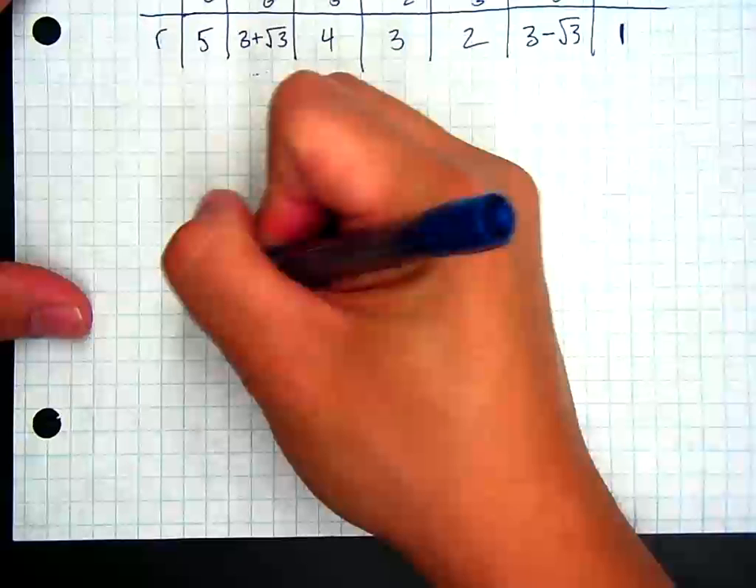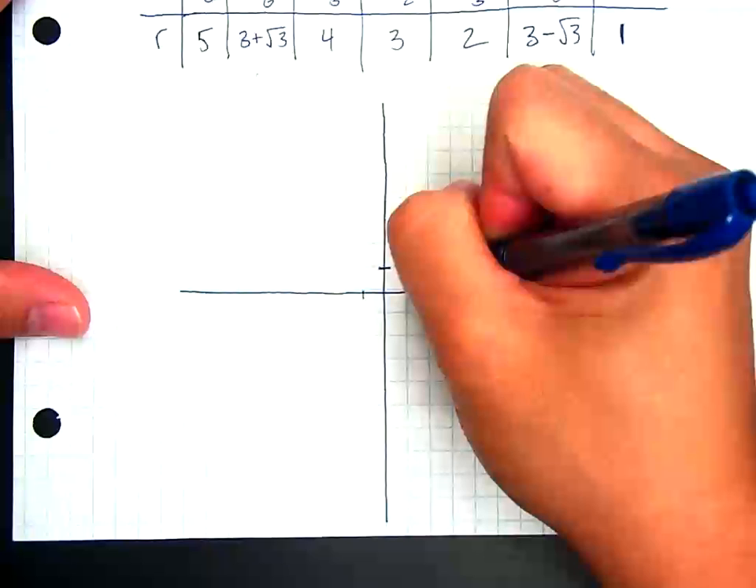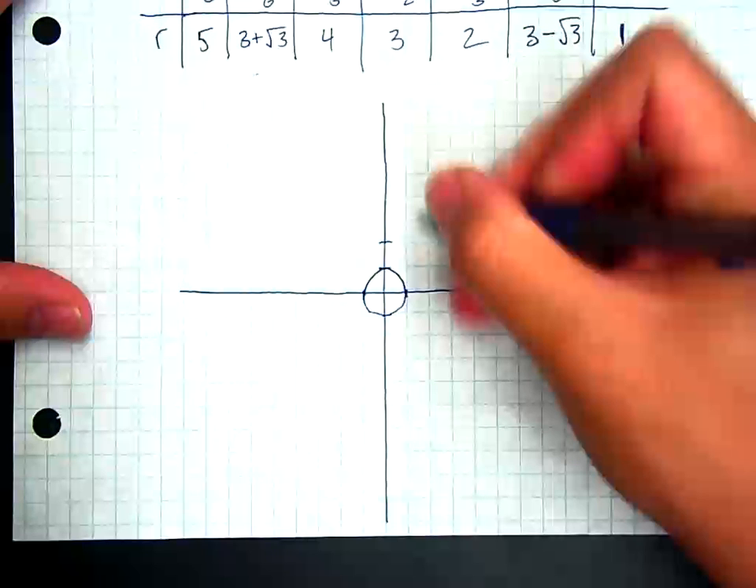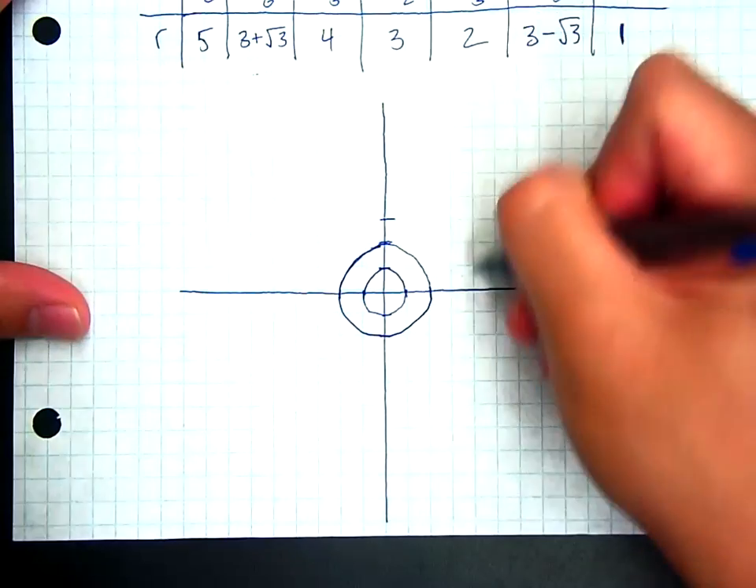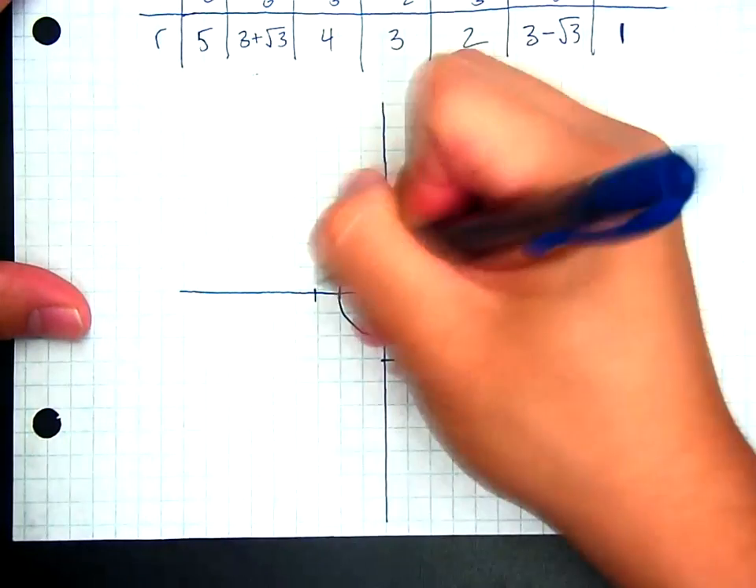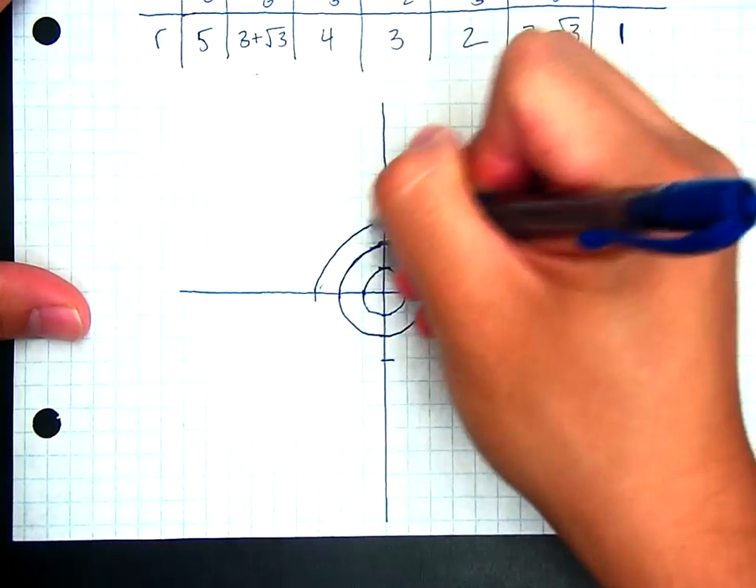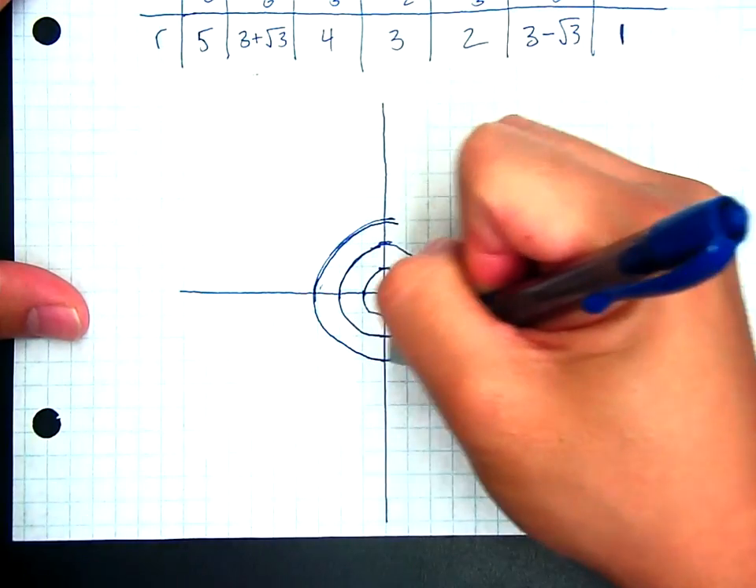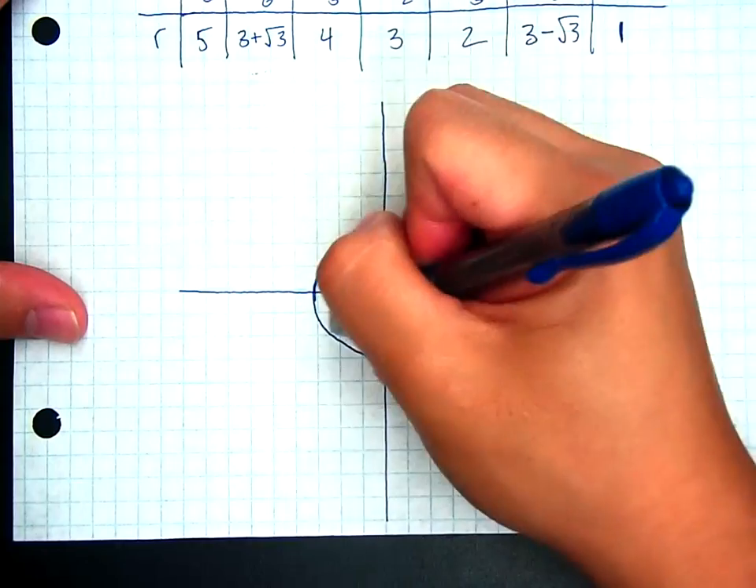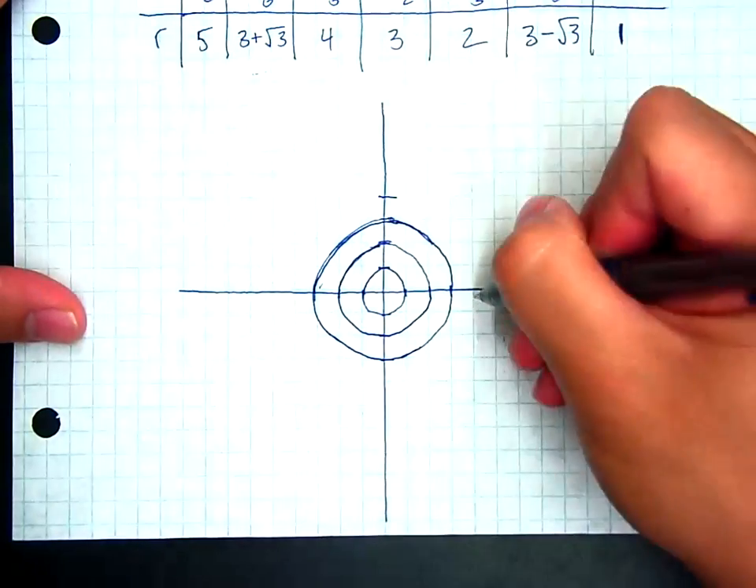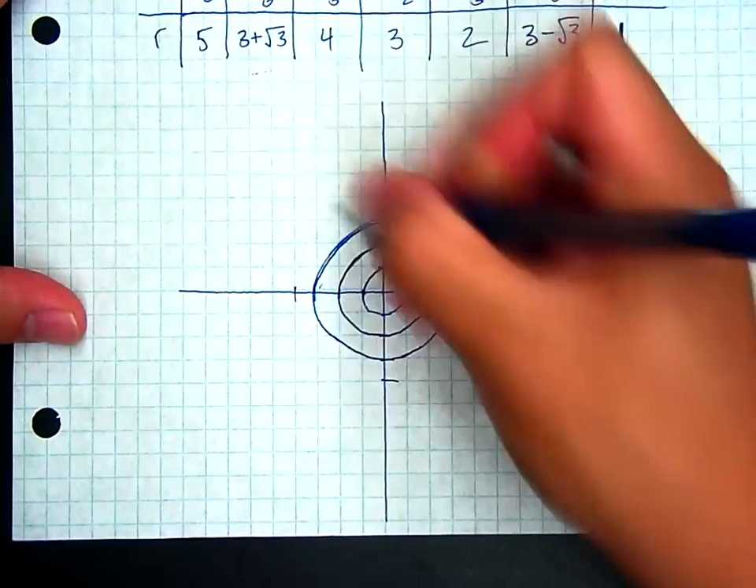Here we go. Let's set up our polar grid. There's 1, 2, 3, 4.